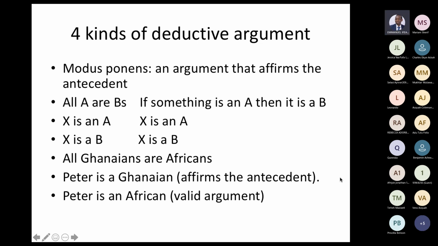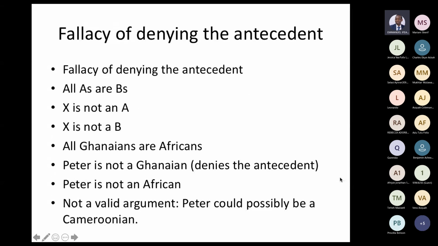Okay, all Ghanaians are Africans. Peter is a Ghanaian. Peter is an African. So that's valid. We call it a modus ponens. Now then, the fallacy of denying the antecedent. All A's are B's. X is not an A, therefore X is not a B. So this is an argument that denies the antecedent, and we are told it's not valid. We have also seen by ourselves that it's not valid. All Ghanaians are Africans. Peter is not a Ghanaian, which denies the antecedent. Therefore, Peter is not an African. So this is not a valid argument. Peter could possibly be a Cameroonian.